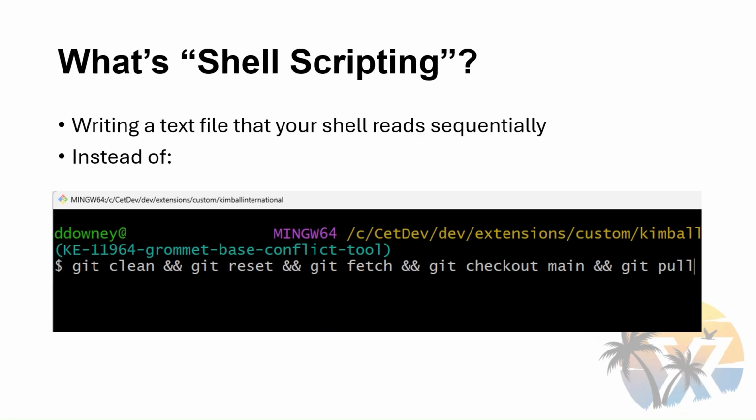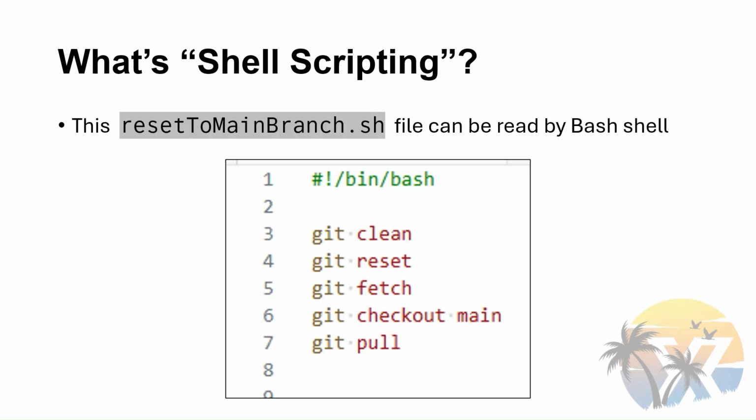So shell scripting is, instead of writing out all of those commands in the terminal in real time, you create a file that the shell reads. So it's just taking all the same exact commands, and then it's just putting it into one script that can be read. So now you can call this reset to main branch file in the shell, and it will be as if you've written out all 5 of these commands. So that's what shell scripting is.